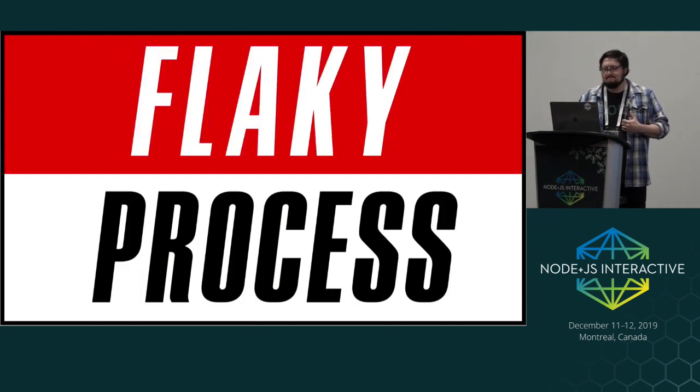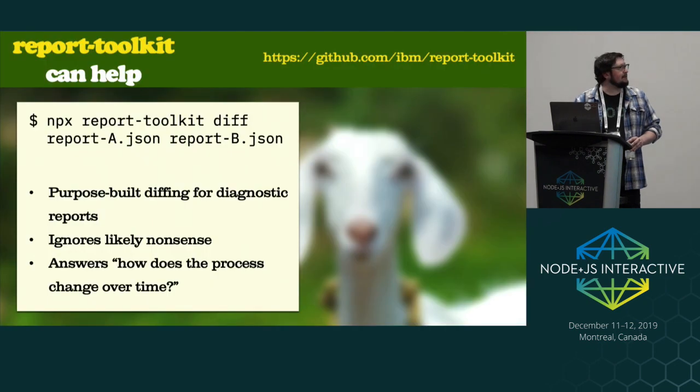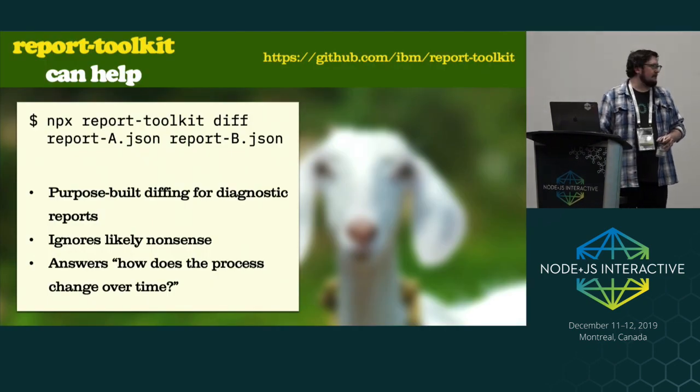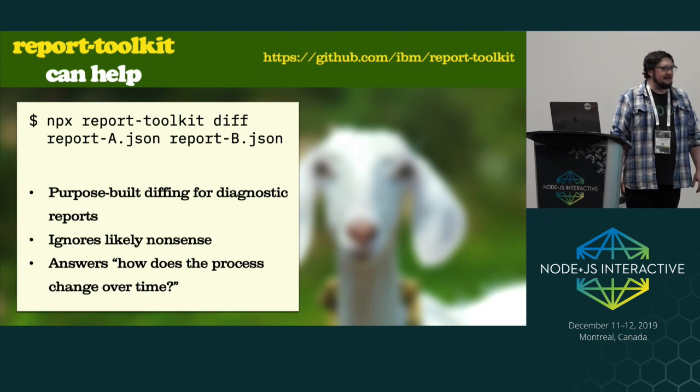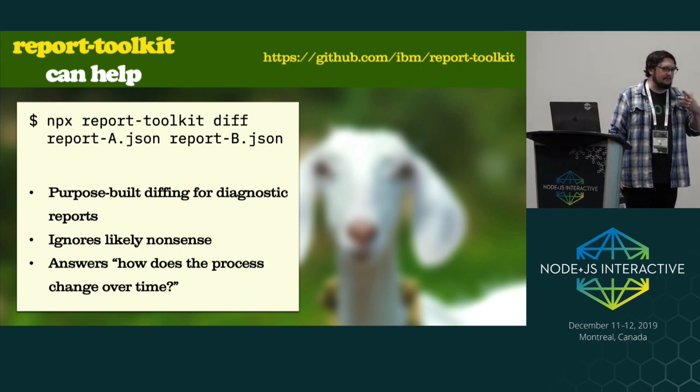So another problem you might have: you've got this flaky process, it's running and you're not sure why, it just fails once in a while. Maybe it fails on one machine but not the other, and you can't really tell what the difference is. One thing that Report Toolkit can help with here is it provides a diff subcommand. You could take a report A.json and report B.json and give it to your favorite diffing tool, but that's for diffing source code or text files, not these report files. The neat thing is that when we know the data we have, we can create a purpose-built diff tool for this, and that's what this is.